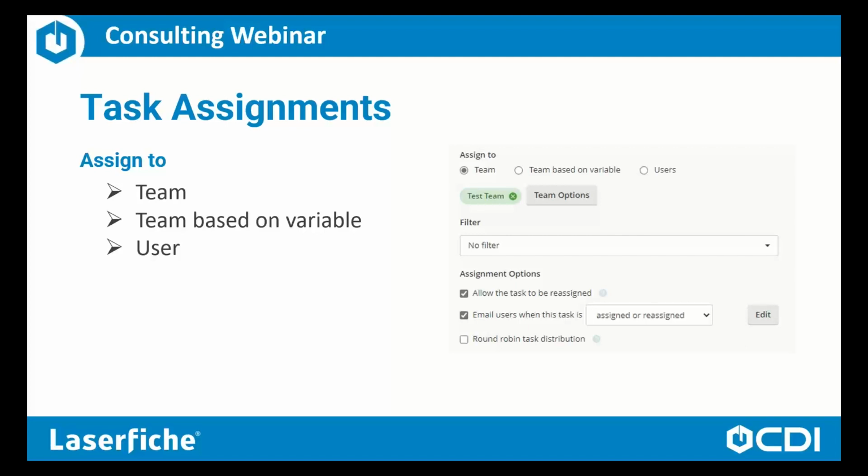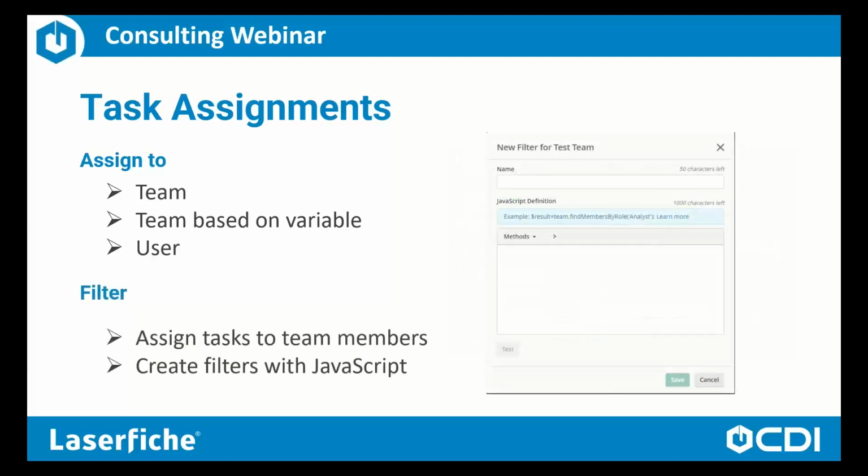When assigning to a team or a team based on variable, we can also configure a filter, and this will allow us to select team members out of our team by role, by username, or by many other options. This will use a JavaScript definition, and the Laserfiche Forms help documentation contains a lot of very helpful, very valuable information that we will be reviewing during our webinar.